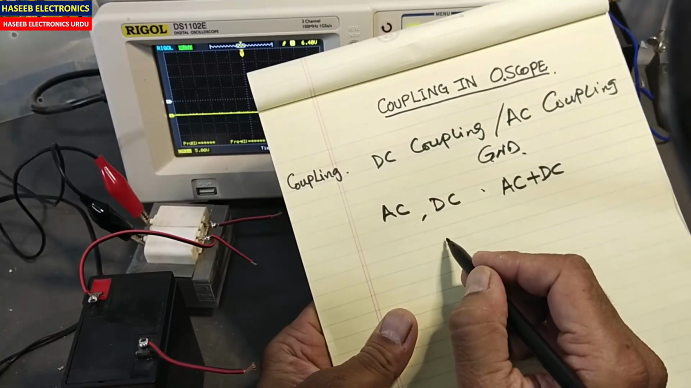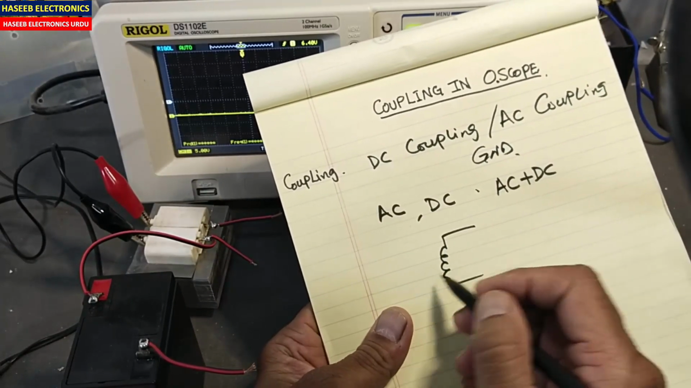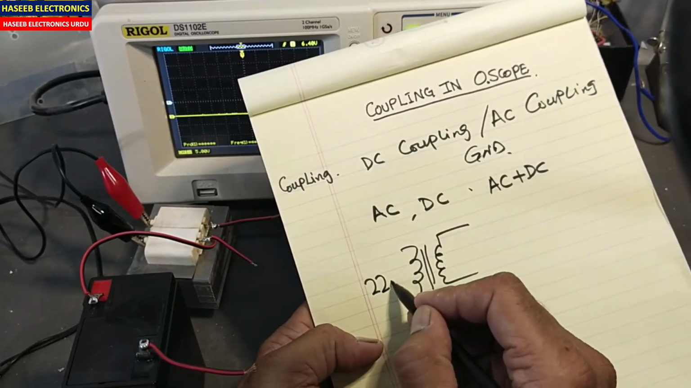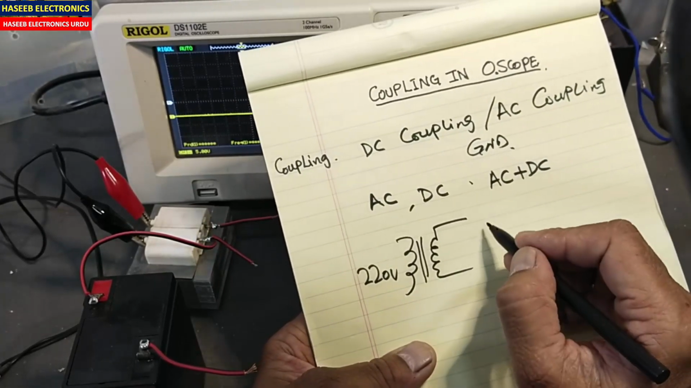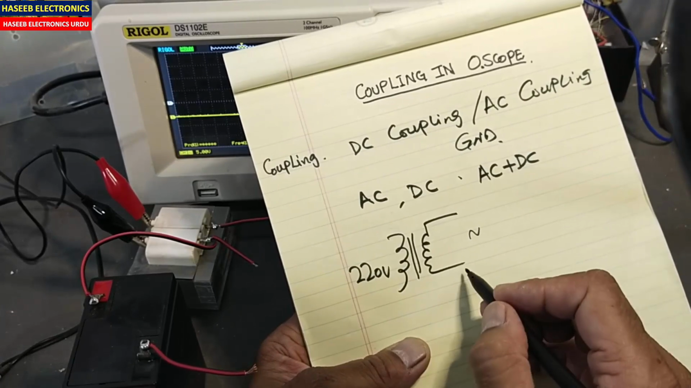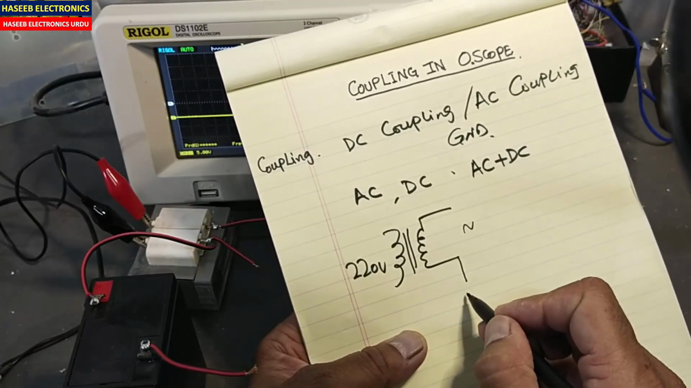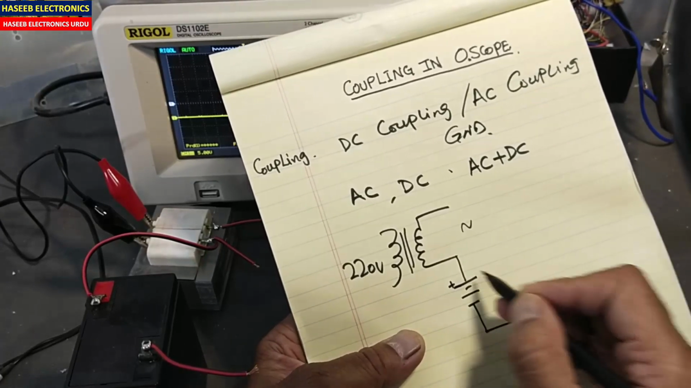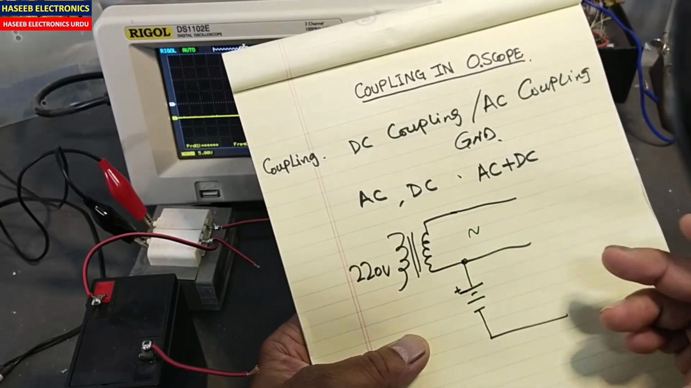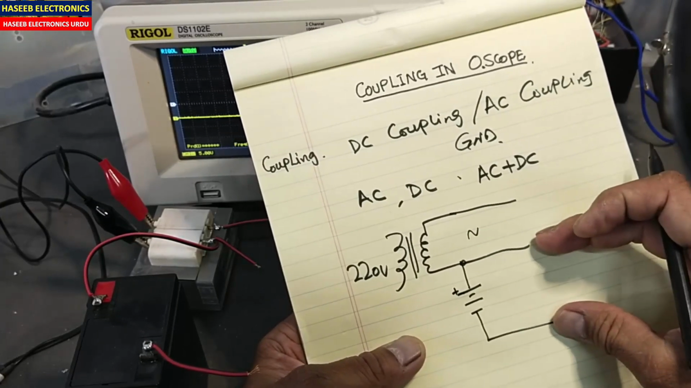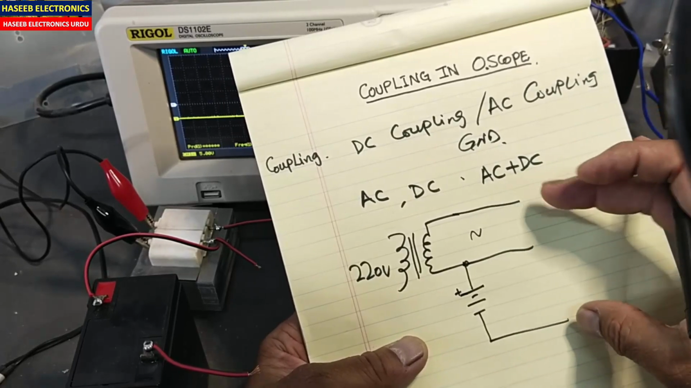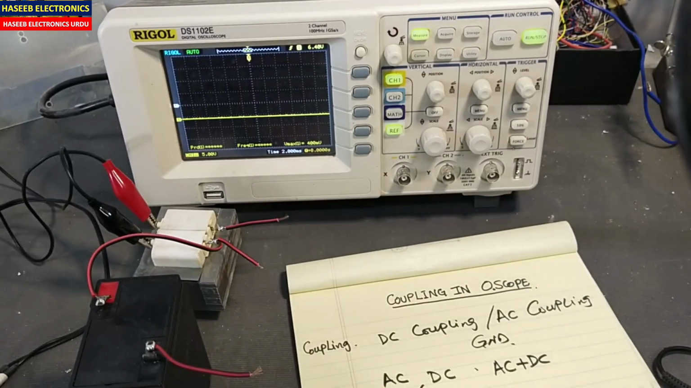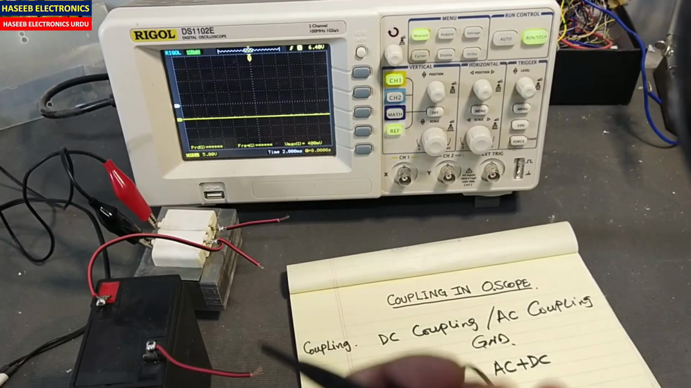I have two signals. One is the output of the transformer. Here I applied 220 volts, so I am receiving AC voltage here, and I connected this voltage to a battery, positive, negative, positive, negative, and we now have three types of signals: pure DC signal, pure AC signal, DC plus AC. It is offset. Let's see on the oscilloscope and then we will discuss.